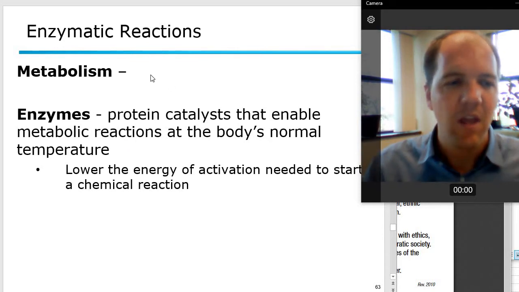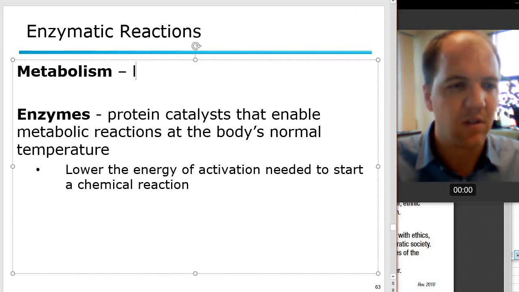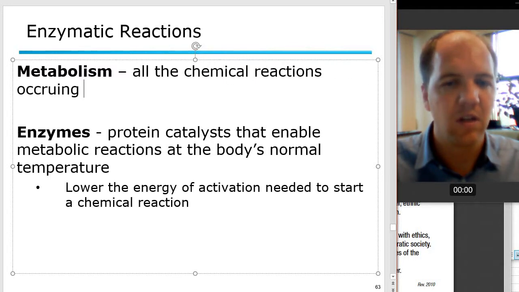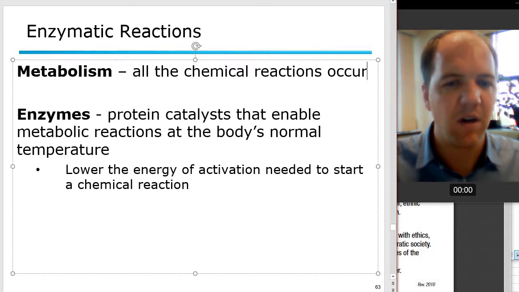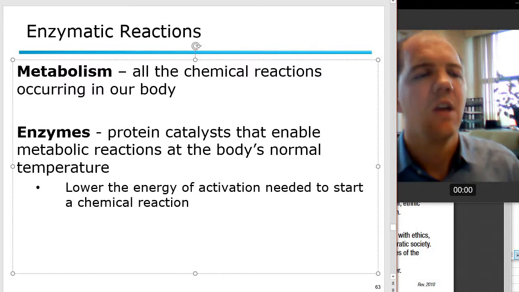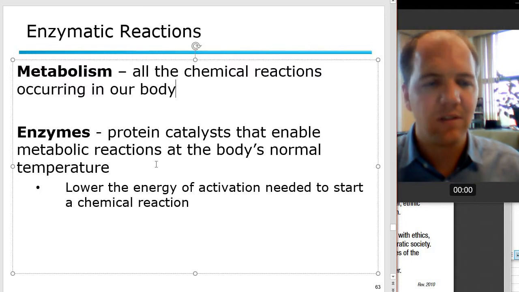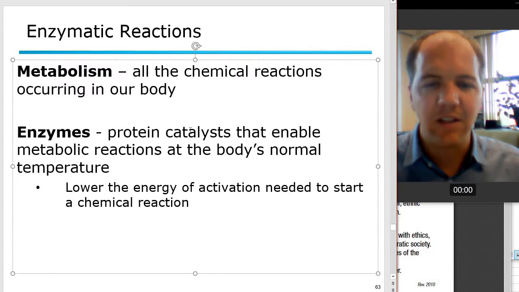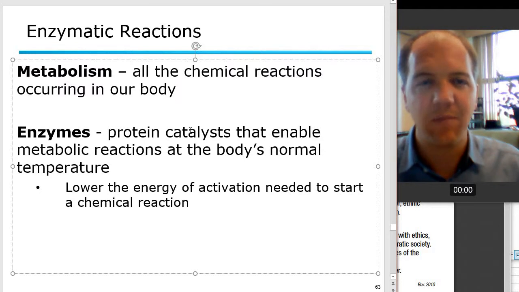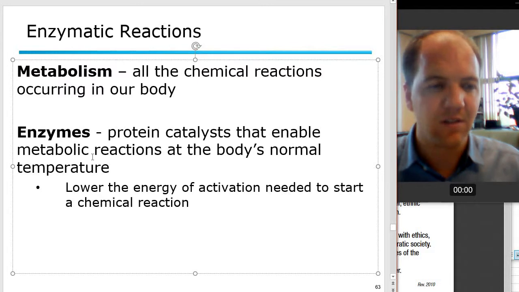Now metabolism is all of the chemical reactions occurring in our body. And all these chemical reactions require enzymes, which are proteins. And they're catalysts, meaning that they cause these reactions to happen more quickly. So these reactions can happen without an enzyme, but what they do is they make it easier for the reaction to happen, and they happen more quickly with these enzymes. So that's an important part of our existence as well, is metabolism.